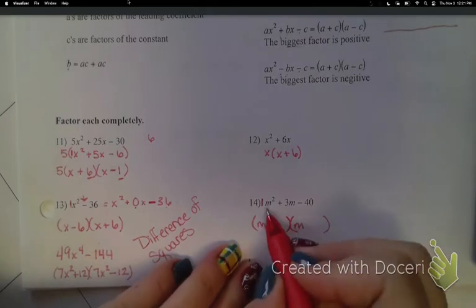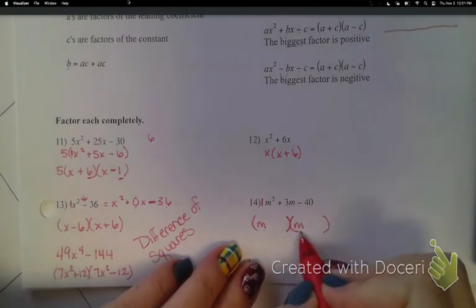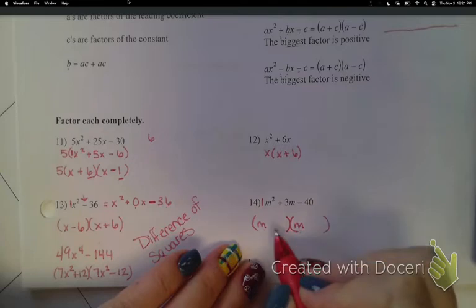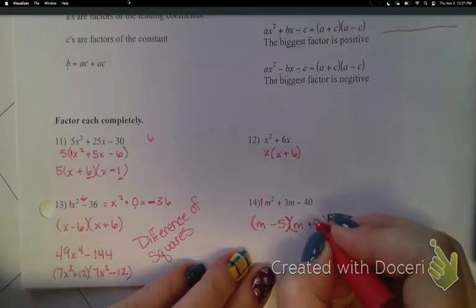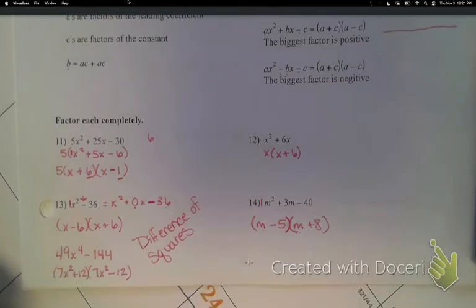Okay, so when I do it, I know this is 1, so I put M and M to start. Did you guys do that? Did you write M and M? Okay. And then she did minus 5 and plus 8. But you don't have to bring down the 1. Or do you not? No.